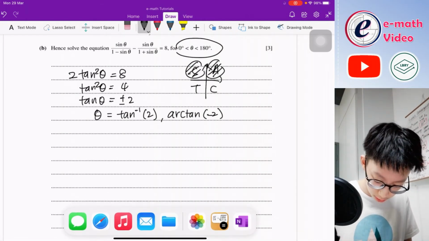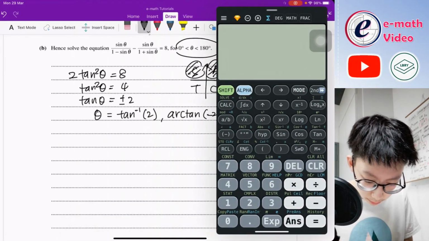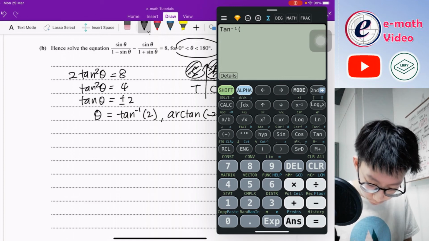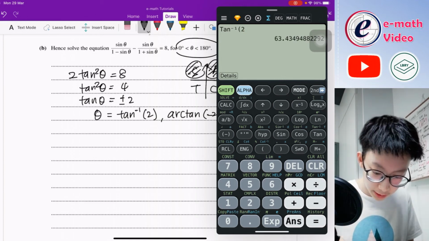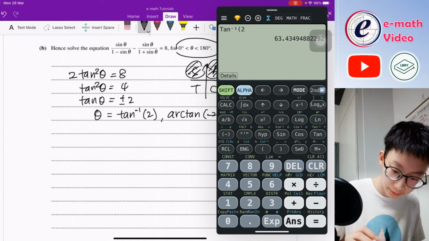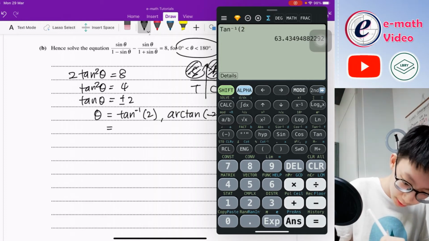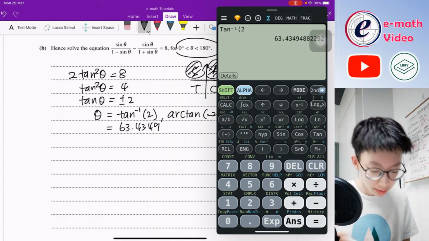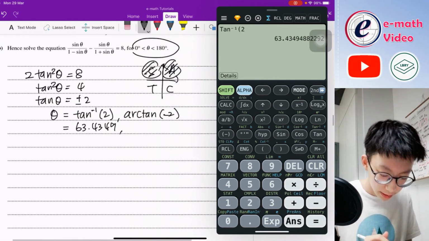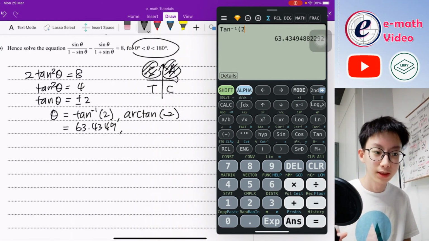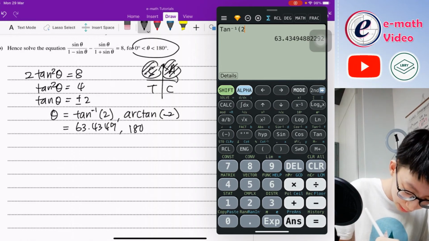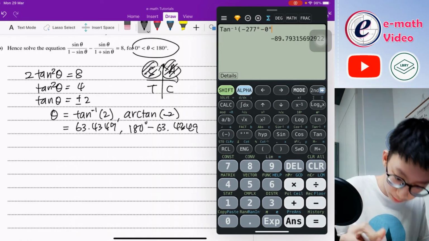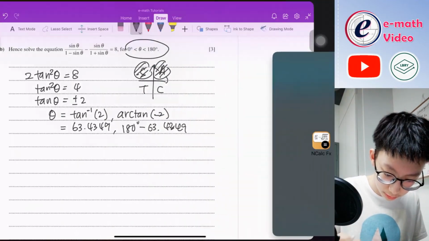let me use the calculator again. Arctangent of 2 is 63.4349. This is the answer in quadrant 1. And arctangent of negative 2, you know that it is just 180 minus 63.4349. Let me write it down.